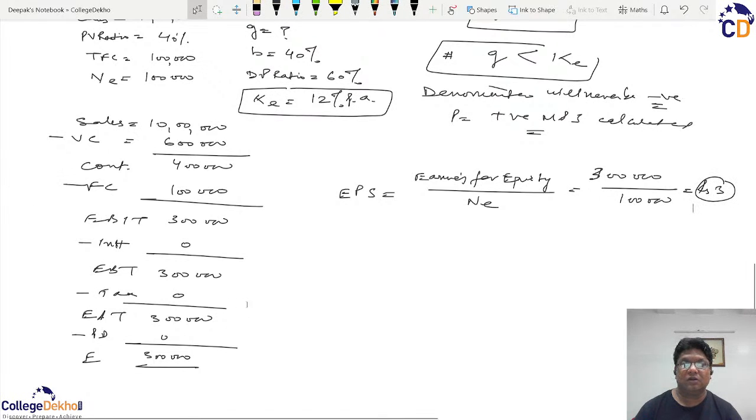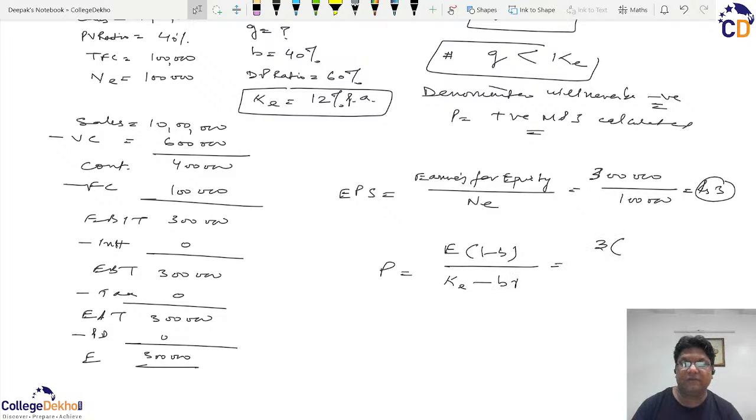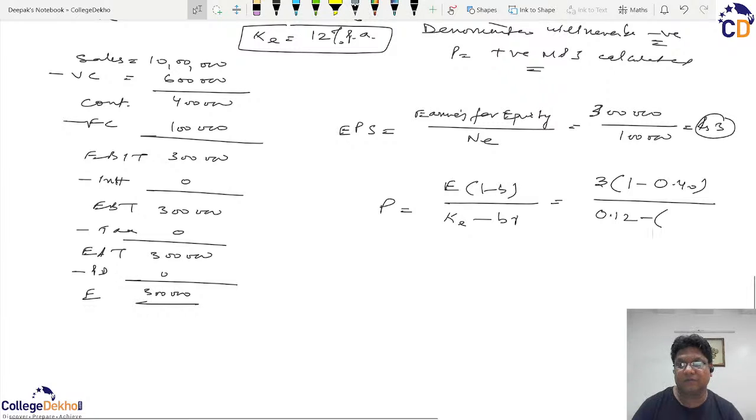So here if we calculate the price of the share, then it will be equal to E(1 minus b) upon Ke minus bR. So this E will be here 3. Retention ratio is 40%, so 0.40, divided by Ke, which was 12%, that is 0.12, and we deduct b into r. Here the r was 10% and the retention ratio was 40%.